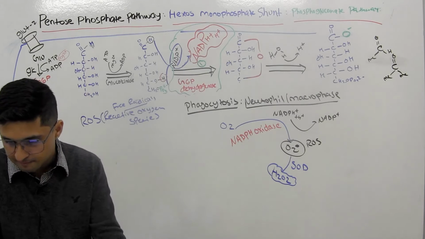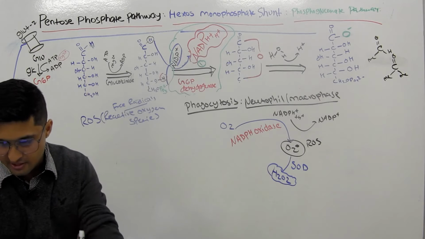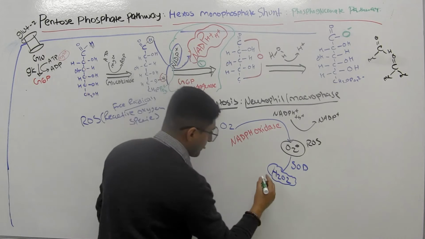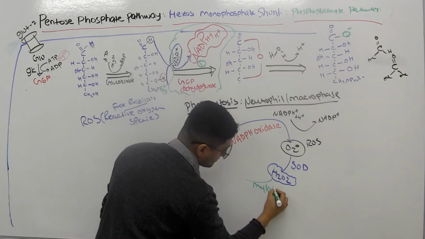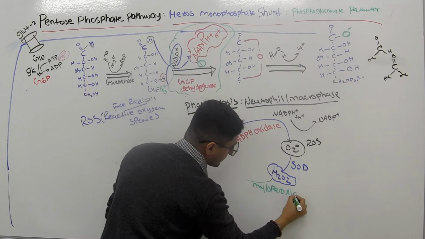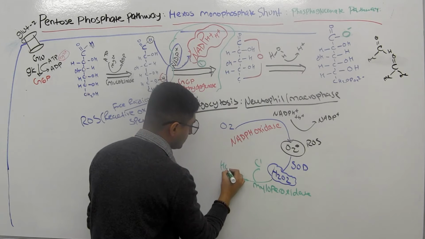And then this H2O2, what happens with this is there's an important enzyme that we're going to see, called myeloperoxidase. What it does is add a chloride to it and make HOCl.